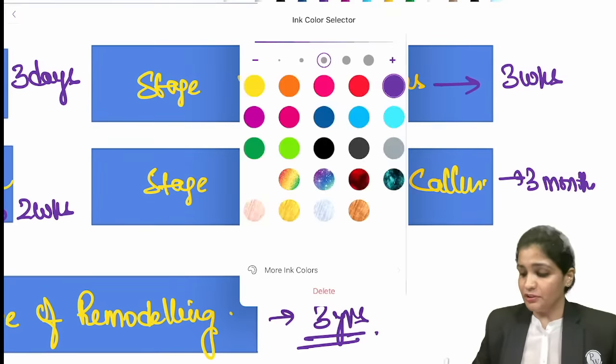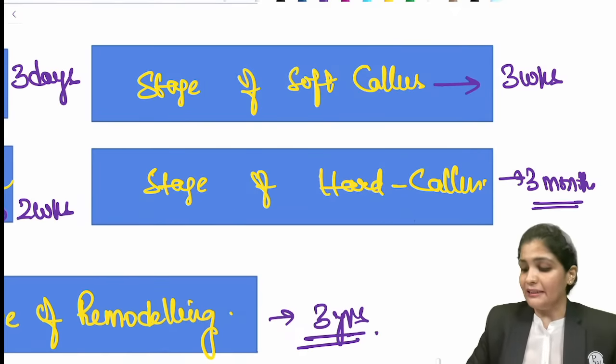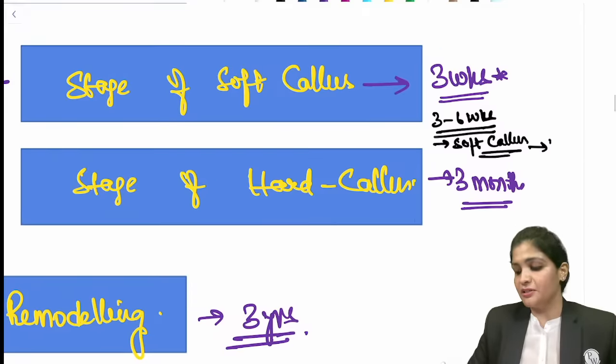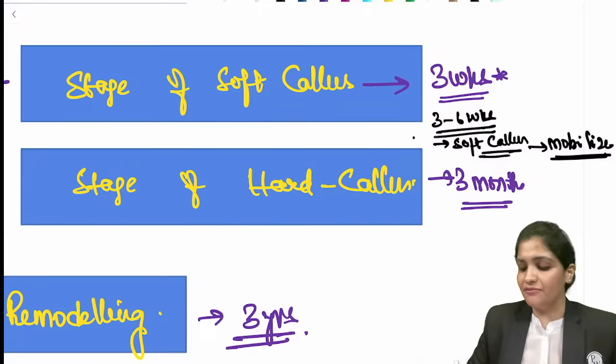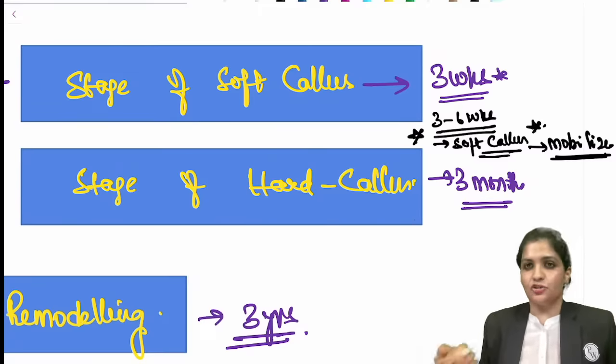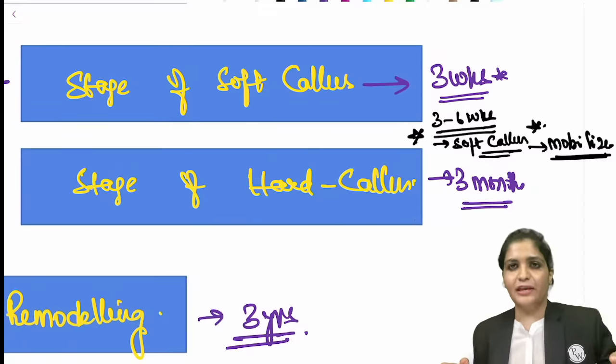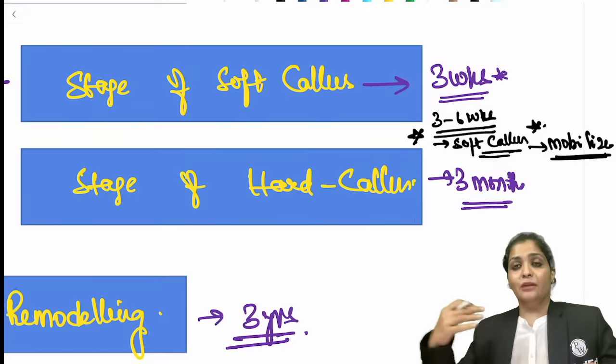So why is this important? We ask the patient to take rest for up to 3 to 6 weeks after fracture fixation, because we will initiate the soft callus, and after the soft callus is formed, we ask the patient to mobilize. So controlled mobilization is permitted only after seeing this soft callus. That is how bone healing is important clinically. So you have to understand, first there will be hematoma, then granulation tissue, then there will be soft callus too.